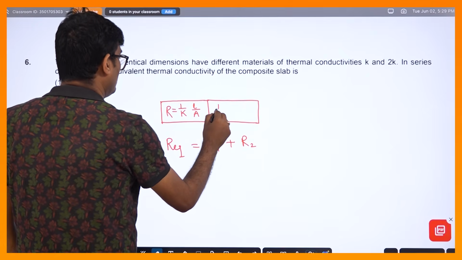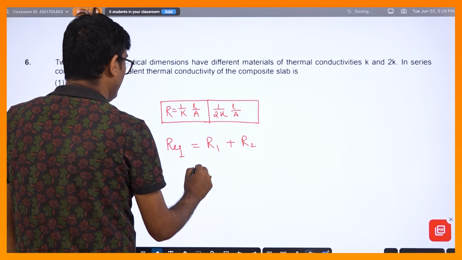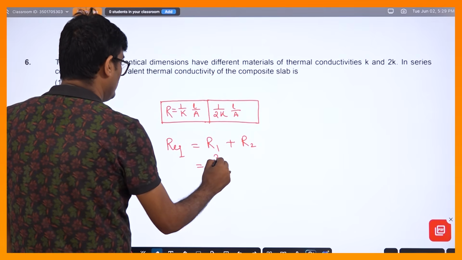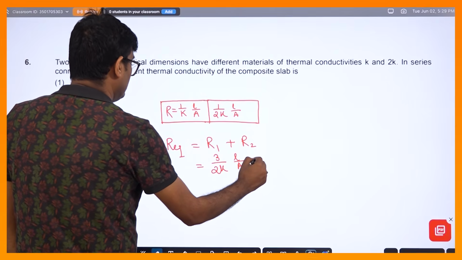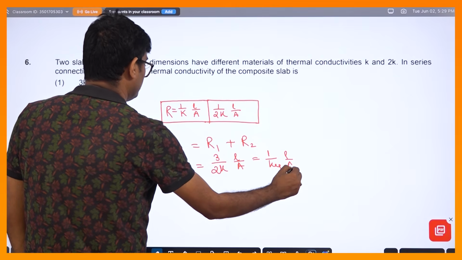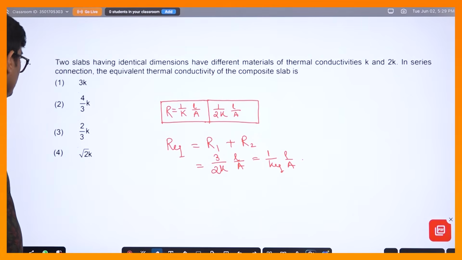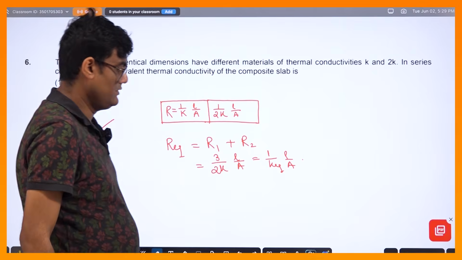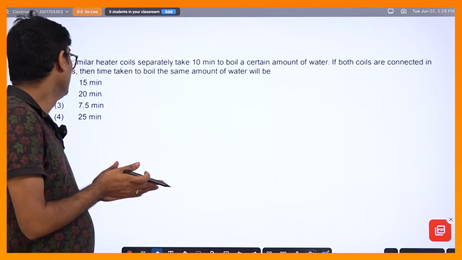And R2 is equal to 1 by 2K into L by A. So if I add them, then it is 3 by 2K into L by A, right? If I say this is 1 by K equivalent into L by A, right, then K equivalent is 2K by 3, which is option 3, the correct answer for this question. Let's move to the next one.